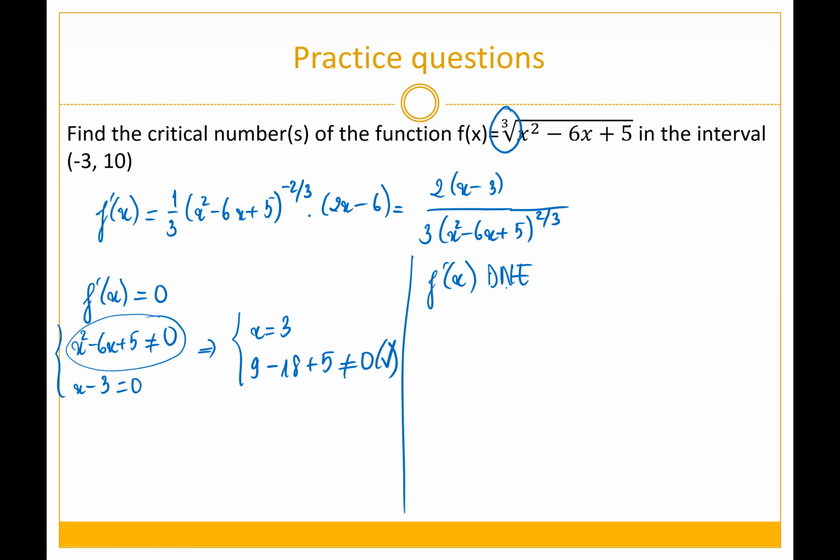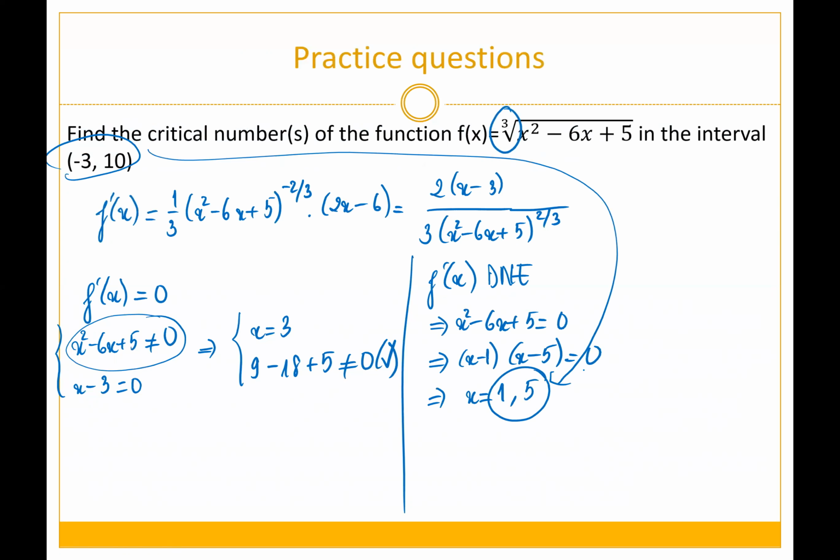Now on the other side, we said f prime of x does not exist, which is where you have x squared minus 6x plus 5 equal to 0. Factor this out, we have x minus 1 multiplied by x minus 5 equals 0. So we have either x equal to 1 or 5. And both of these, as we mentioned, are included in this interval, so we're going to take both of them. So the conclusion is that all of the critical numbers are 3, 1, and 5.